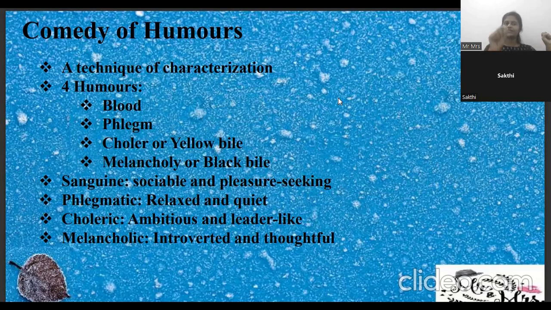Likewise, with this technique of characterization, we can identify what kind of a person someone is. We have such general notions on people, right? This person is a happy person. She is a sad person, or she's a very strong leader, a very ambitious girl, and he's a very introverted, thoughtful person. So we generalize, and that generalization is based on these four humors, and this is a technique of characterization which was introduced by Ben Jonson in his popular work Every Man in His Humor.